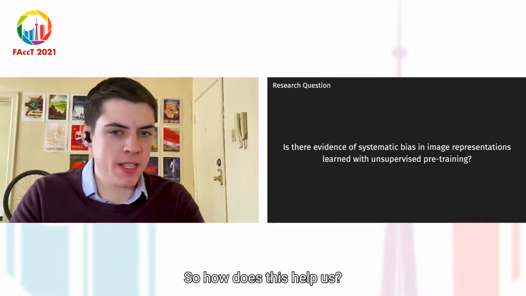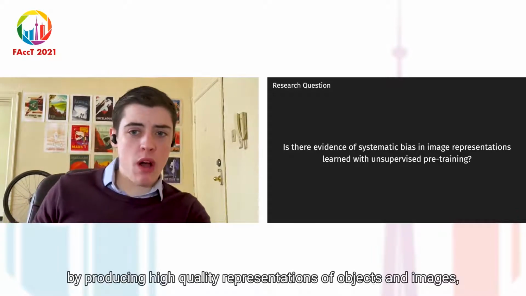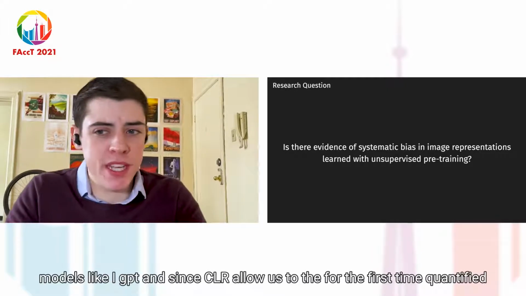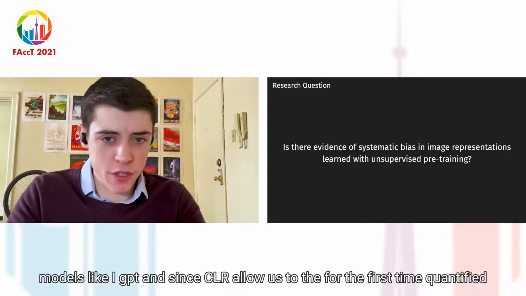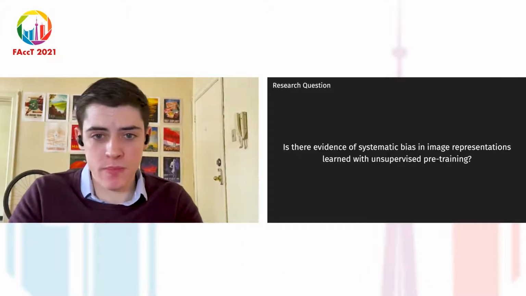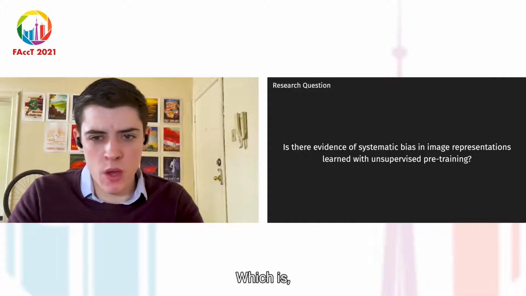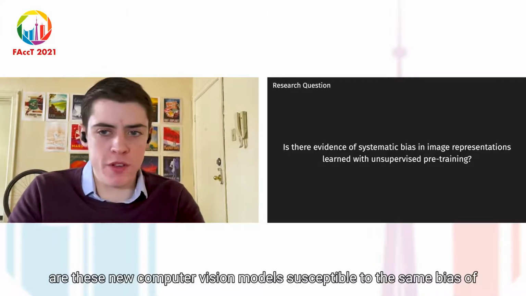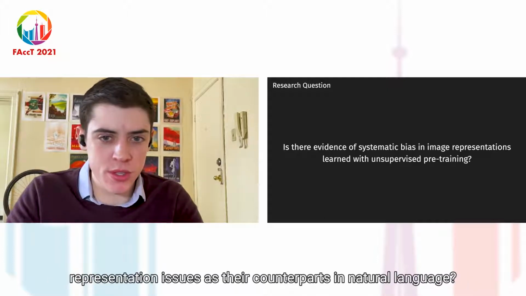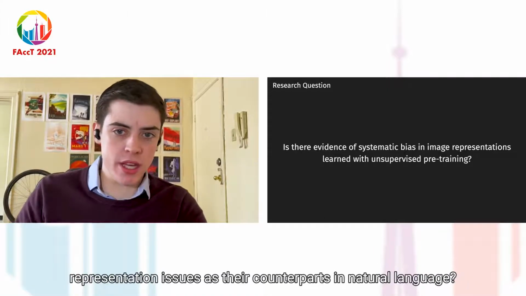So how does this help us? Well, by producing high-quality representations of objects and images, models like iGPT and SimCLR allow us to, for the first time, quantify bias in images without any labels at all. And that leads us to our research question, which is, are these new computer vision models susceptible to the same bias and representation issues as their counterparts in natural language?